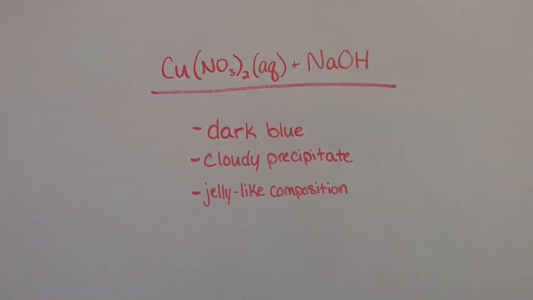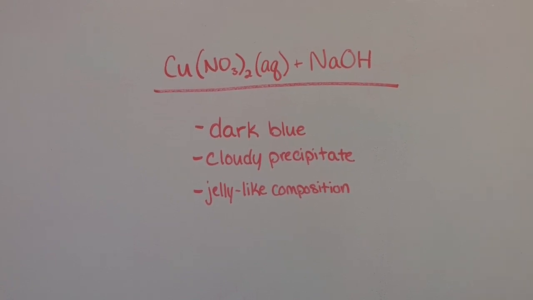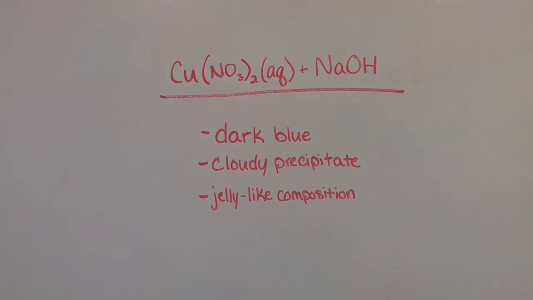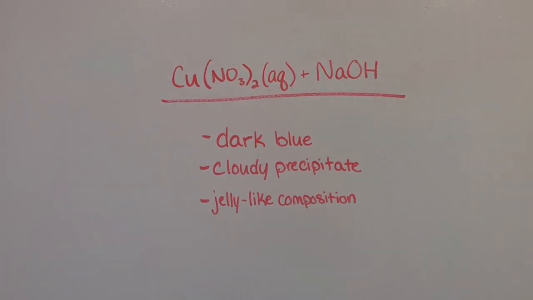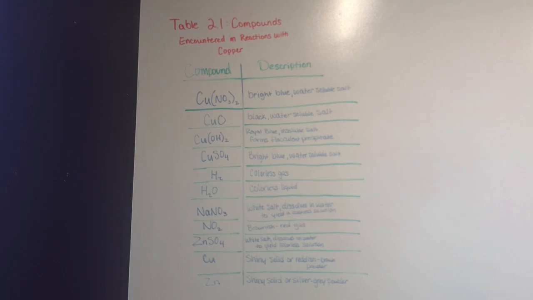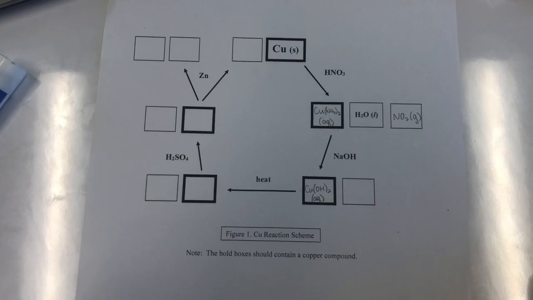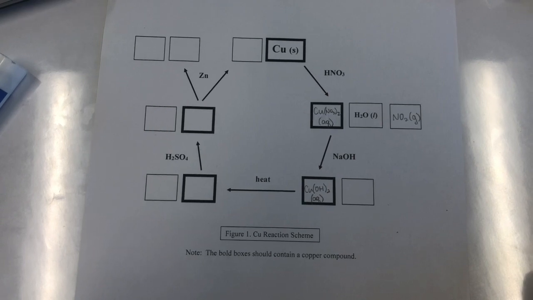The description of this reaction turned the solution a dark blue color. It had a cloudy precipitate in it, and it was a jelly-like composition when this capillary tube went into it. The table describes that as copper 2 hydroxide. This also let off a gas which is known as sodium nitrate.